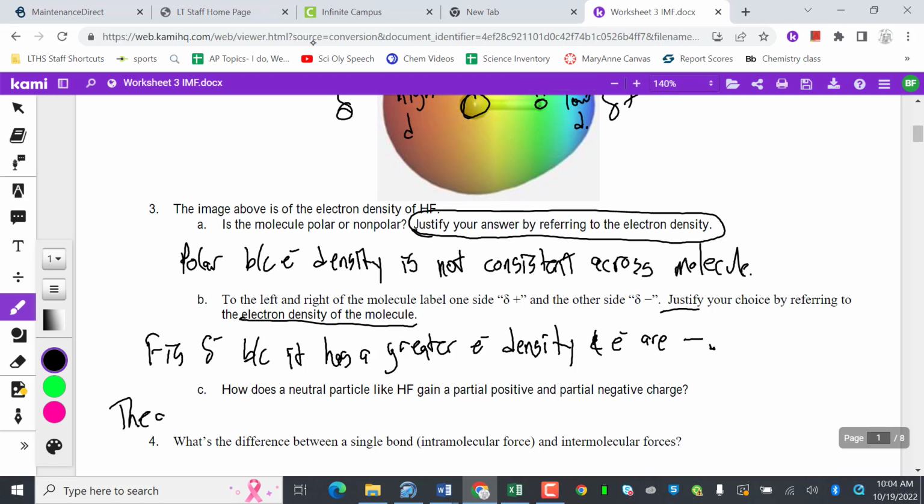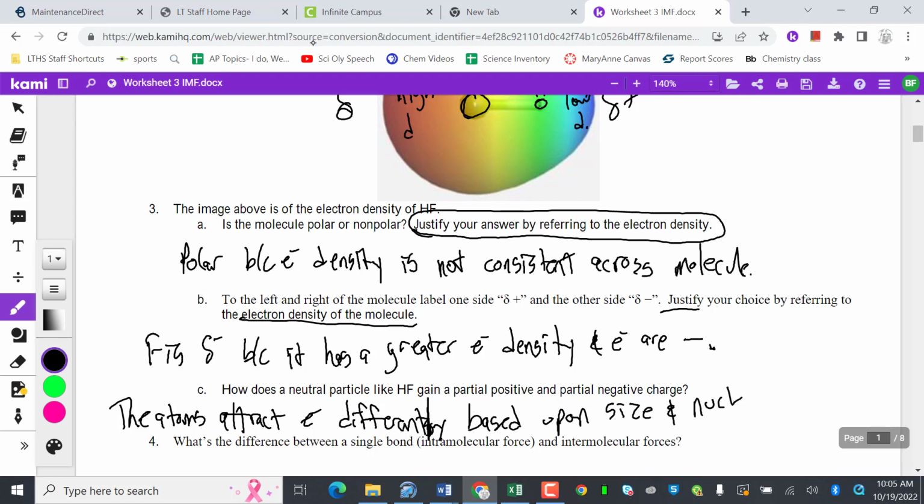The atoms attract electrons differently, based upon my two favorite things for trends: size and nuclear attraction.